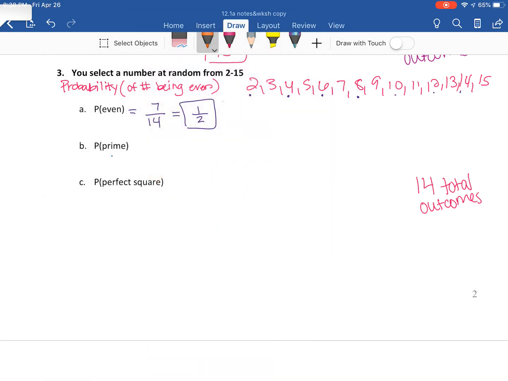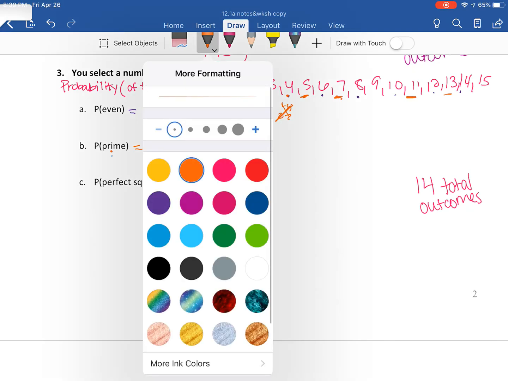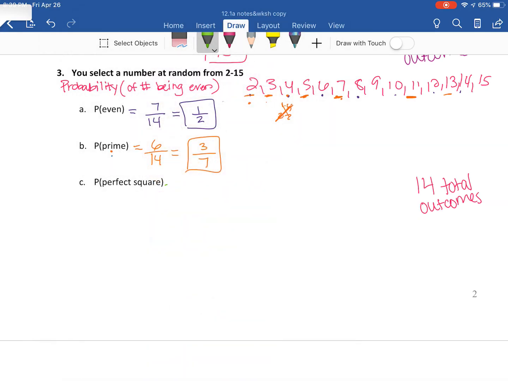How about the probability of being prime? Well, remember prime numbers just have exactly 2 factors. 2 is a prime number, 3. 4 is 4 times 1 and 2 times 2, so 4 is not prime. 5 is prime, 7, 11, and 13 are prime. So we have 1, 2, 3, 4, 5, 6 favorable outcomes, or 6 prime numbers, out of our total of 14. Well, 2 goes into 6 3 times, 2 goes into 14 7 times, so 3/7 is our probability of drawing a prime number.